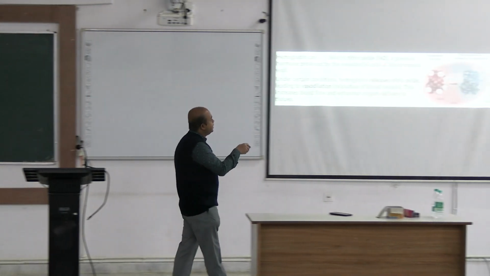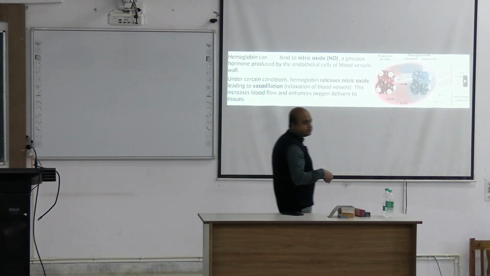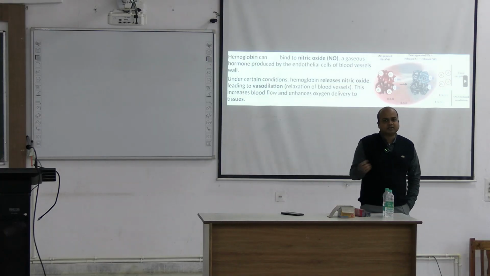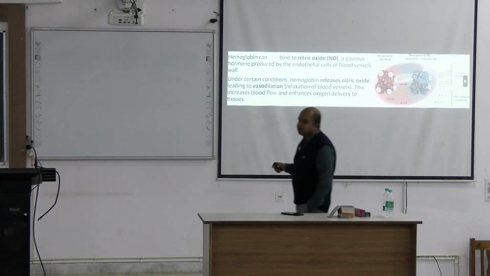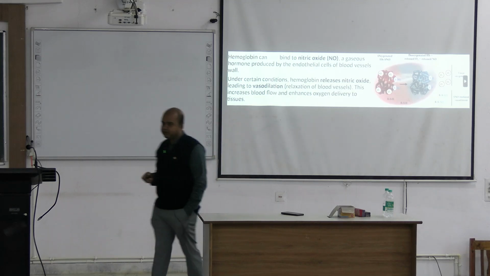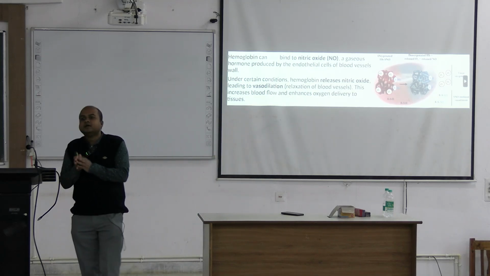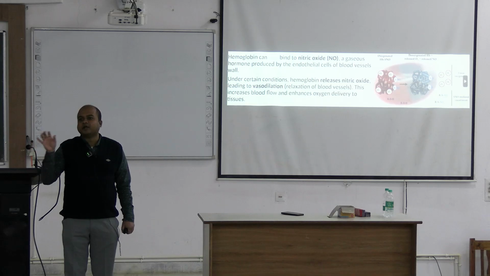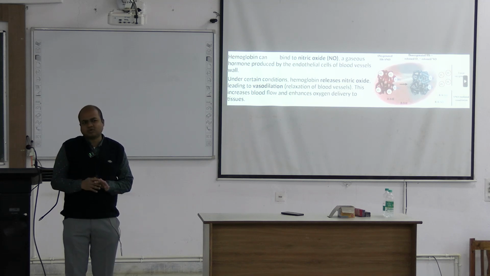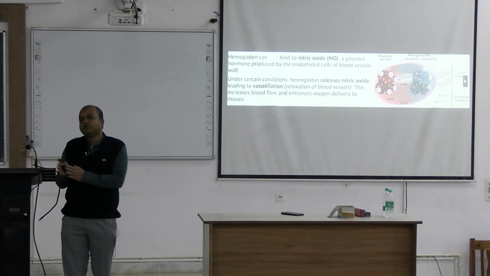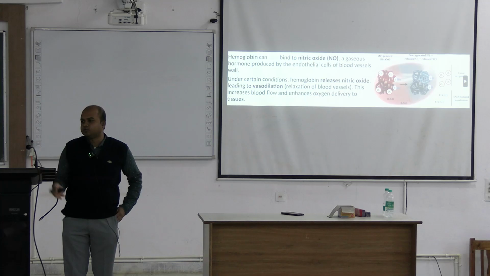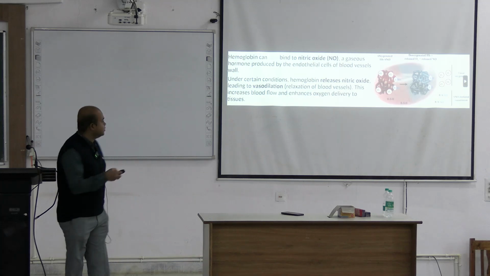Hemoglobin can bind to nitric oxide, and that is how blood flow is regulated, because nitric oxide is a vasodilator that dilates blood vessels, so in some way it has a role in regulating blood flow. Whenever hemoglobin is deoxygenated, that is, oxygen is being supplied to the tissues, it also releases nitric oxide, so that oxygen can reach the tissues through dilated blood vessels. The concept is that along with oxygen, nitric oxide is also released. So the blood vessels dilate and oxygen reaches the tissues better.